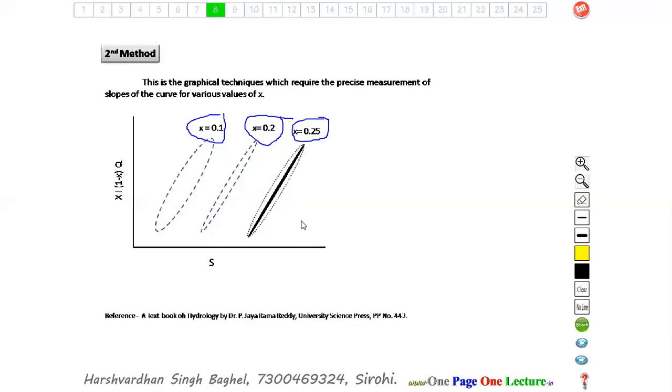This method is also very simple. Both methods are simple and require precise measurement of the slope, and both the graphical and numerical methods require tabular analysis. For multiple values of x, we construct the graph, and the value of x which gives a perfectly straight line will be the correct value of x, and for that value we can calculate the value of K. So this is the end of the lecture.